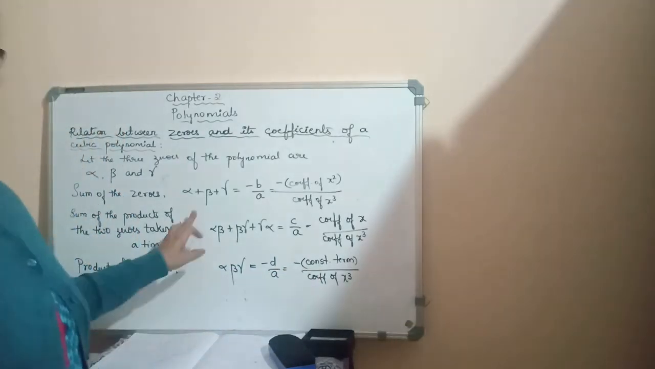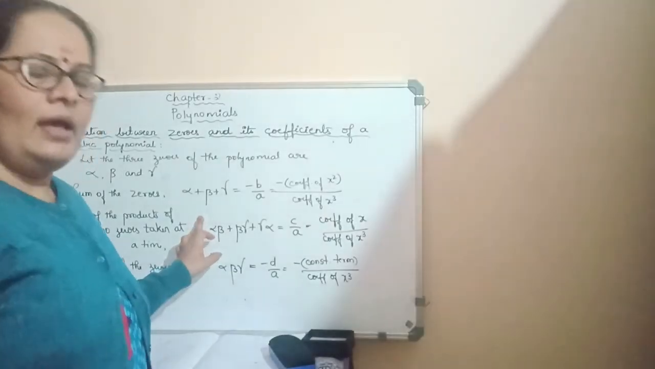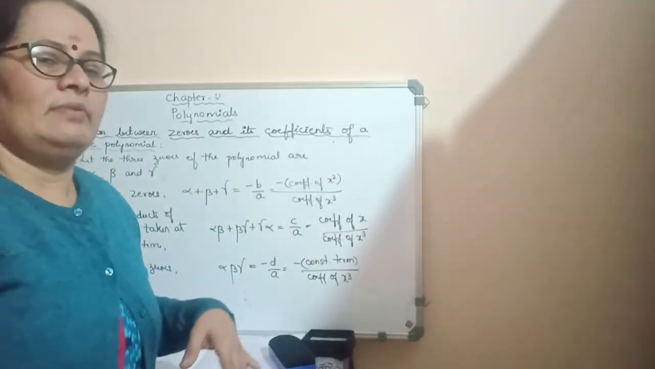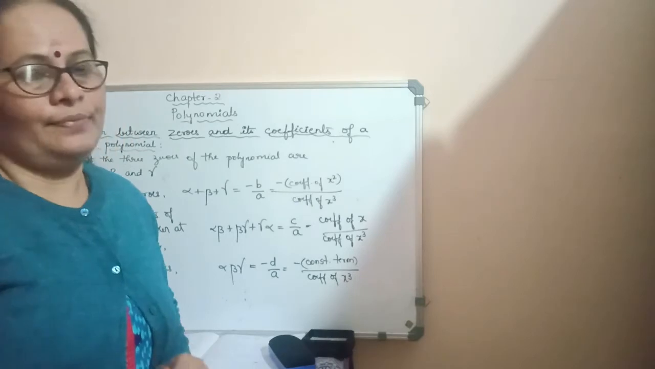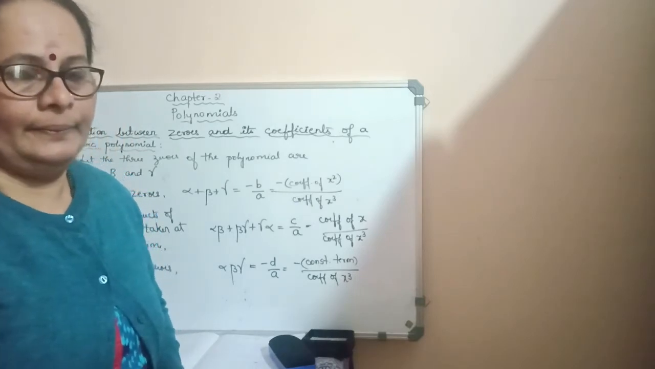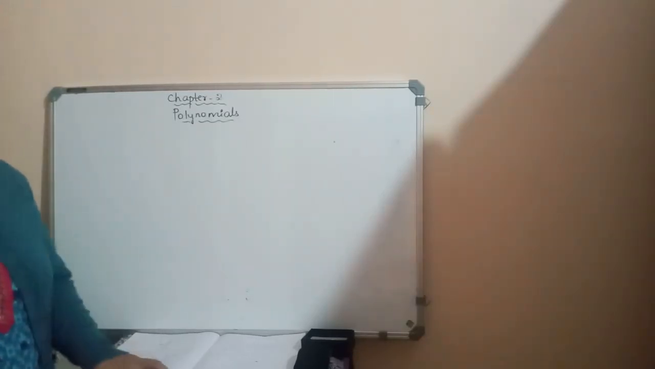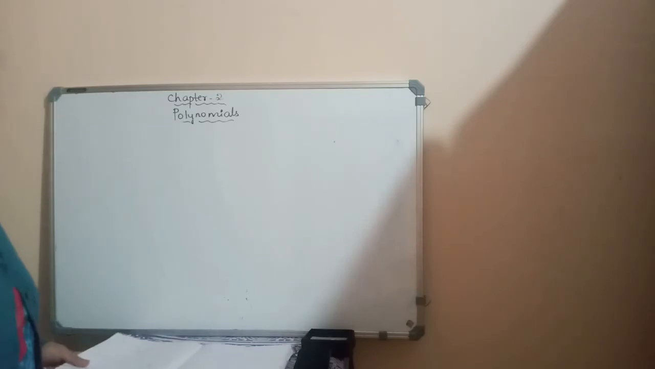Using these three relations, we can find a cubic polynomial. We can even find the zeros of the polynomial. Now, let us take some examples for better understanding.